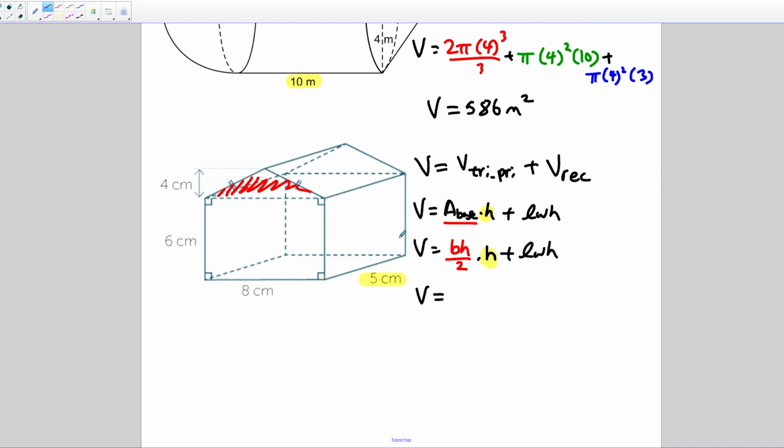So let's go ahead and substitute these in. Base times height, the base of your triangle is 8, the height is 4, divided by 2. I'm multiplying that answer by 5. And now I'm going to add my length times width times height. So 8 times 5 times 6. And once I do all of that legwork on my calculator, I get 320 centimeters cubed.